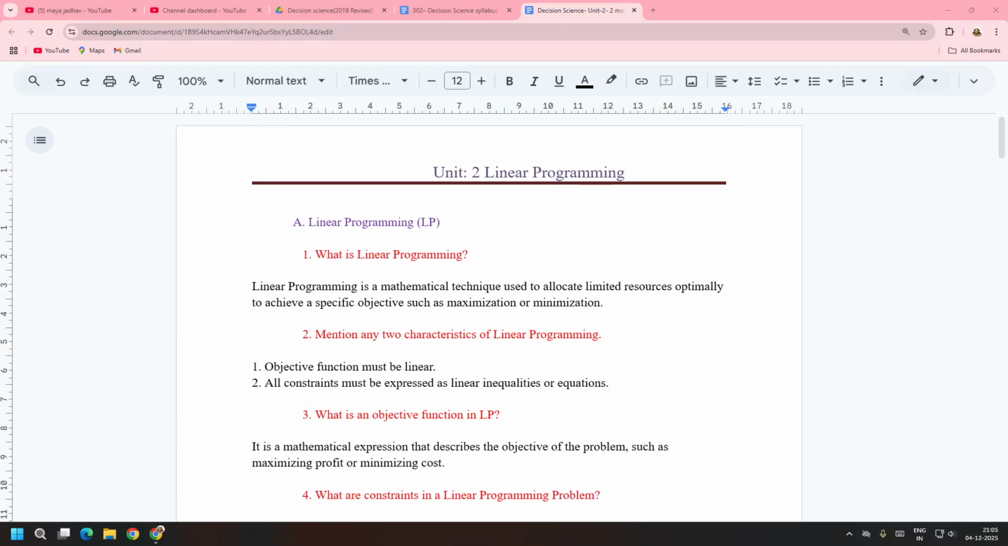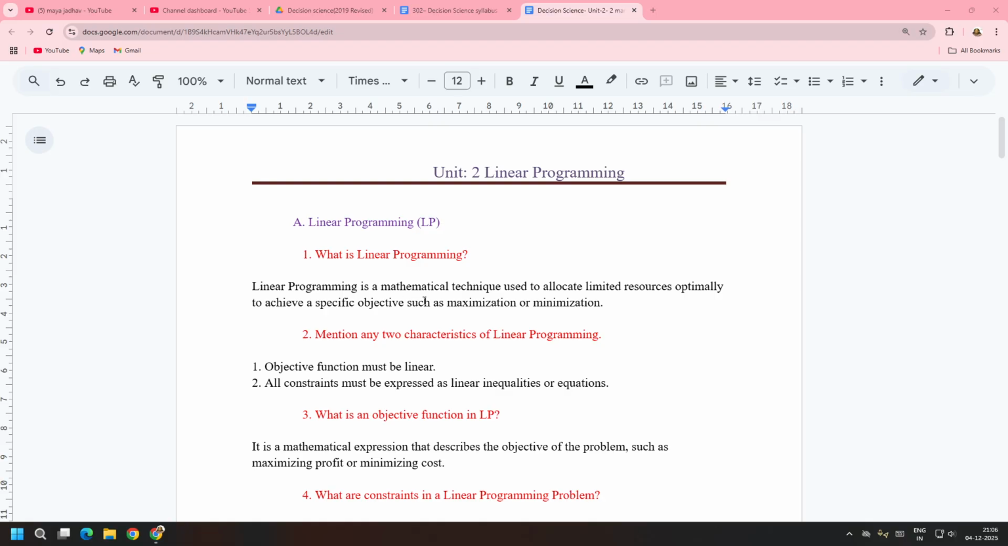Hi students, these are the 2 mark questions for linear programming, unit number 2 of the Decision Science subject, 2019 revised pattern. Remember that this is for the 2019 revised pattern, Decision Science unit number 2, linear programming, 2 marks questions and answers. First question is, what is linear programming?